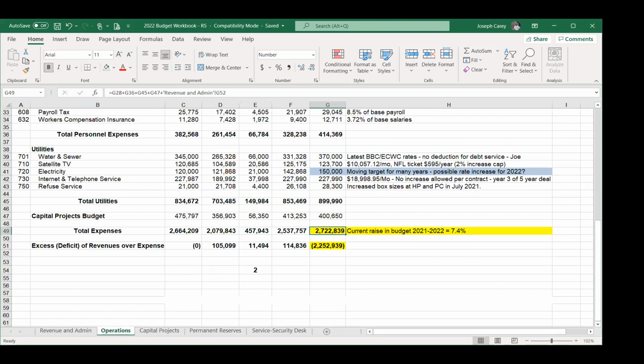So let me do a quick calculation here. So, no, that can't be right. Wrong calculation. Hmm.